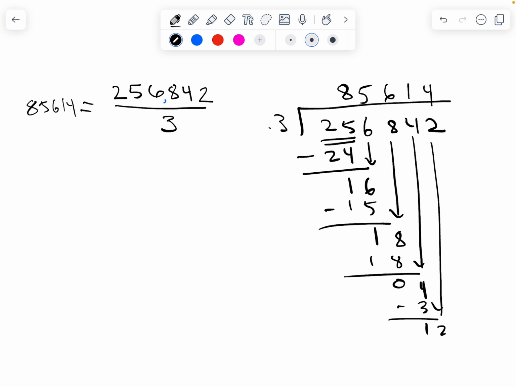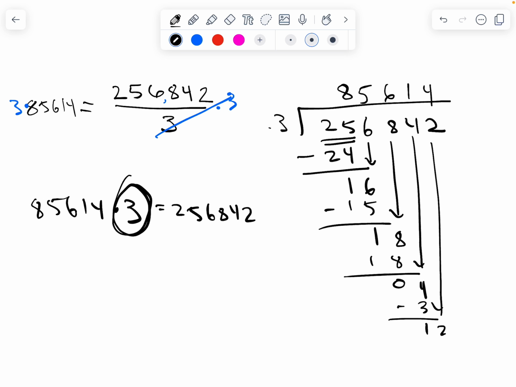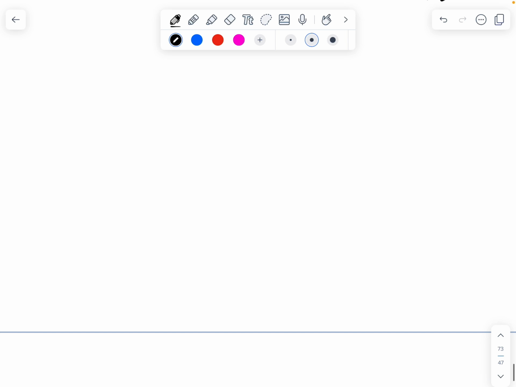And what that means is I can do 8, 5, 6, 1, 4 times 3. And if I multiply it by 3, then I get 2, 5, 6, 8, 4, 2. In other words, 3 is a factor of this number because we can divide it evenly by 3. Now, it turns out that polynomials are going to behave in the exact same way, which is kind of cool because they look so different, but we can do the same type of operation.